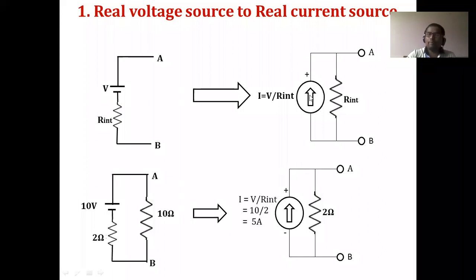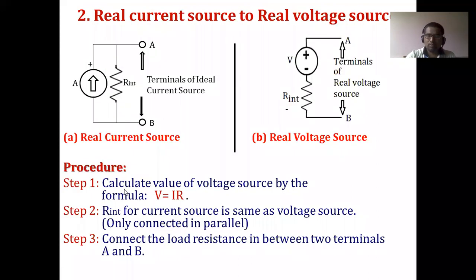For that we apply Ohm's law: I equals V by R internal, that is 10 by 2, is loaded into the real current source. This is one example of a real voltage source converted into a real current source. Got my point? Now you can connect this 10 ohm resistance in between, no doubt. Okay.